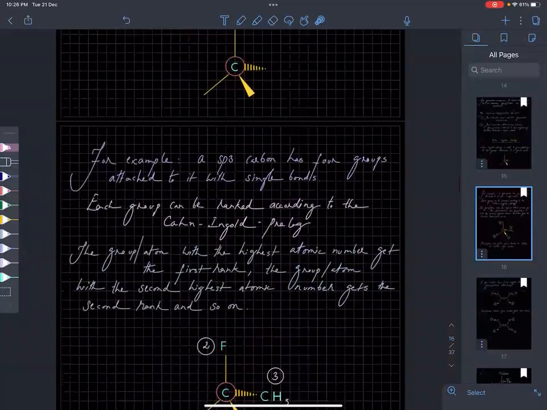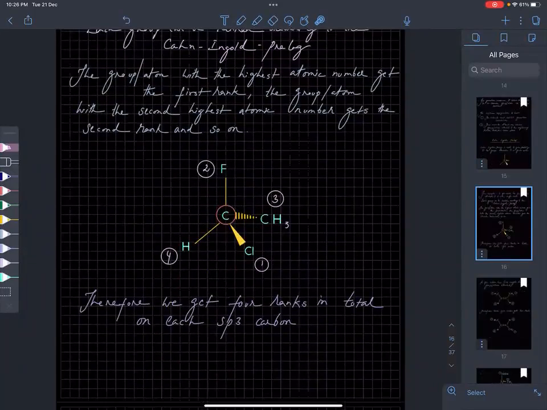For example, here, one hydrogen is attached, one chlorine is attached, one carbon is attached, and one fluorine is attached. The atom or group with the highest atomic number will get the first rank. So here, chlorine will get first rank. Then comes fluorine, which gets second rank. Then carbon gets third rank. Then hydrogen gets fourth rank. Are you understanding?